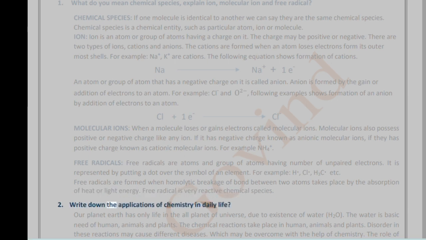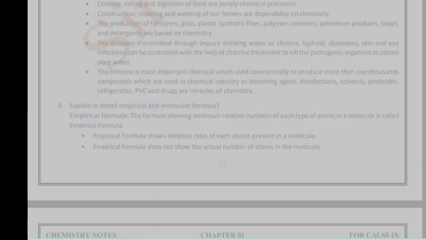2. Write down the applications of chemistry in daily life. Our planet Earth is the only planet in the universe with life, due to the existence of water, H2O. The water is a basic need of humans, animals and plants. Chemical reactions take place in humans, animals and plants. Disorder in these reactions may cause different diseases, which may be overcome with the help of chemistry. The role of chemistry in daily life is an unavoidable fact.